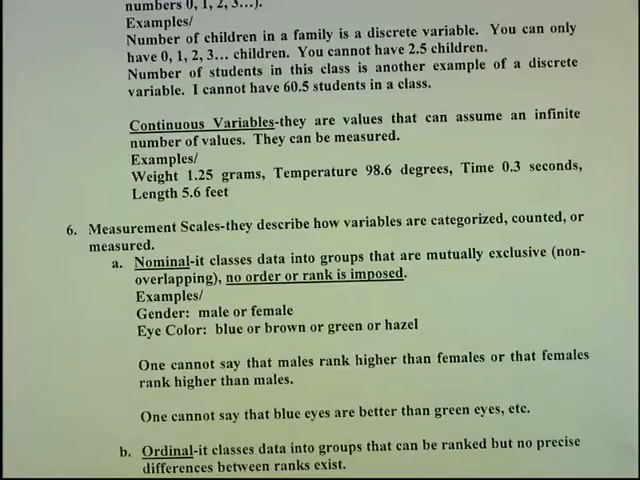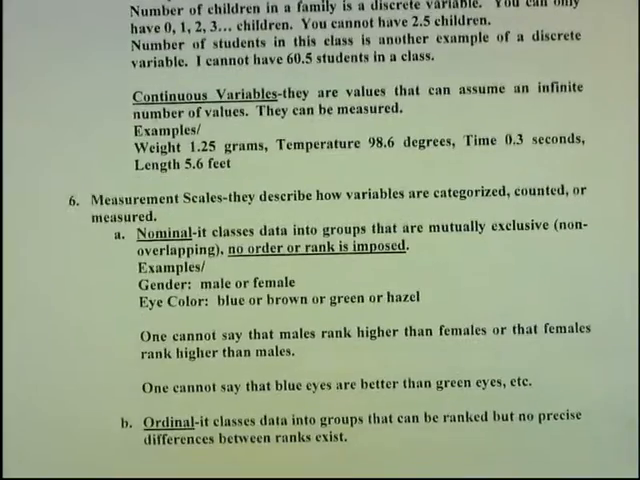And I will say that they are in order of nominal, ordinal, interval, and ratio, and they do build. So nominal classifies data into groups that are mutually exclusive. There's no overlapping, there's no order, there's no rank. For example, gender, male versus female. You're not supposed to say that a female is better than a male or a male is better than a female. Eye color, blue, brown, green, hazel, there is no rank, there is no order.